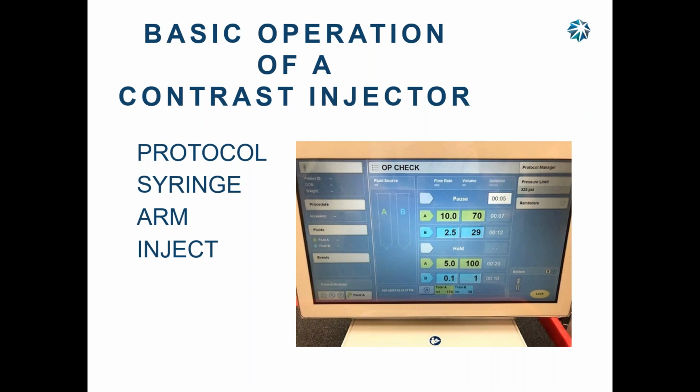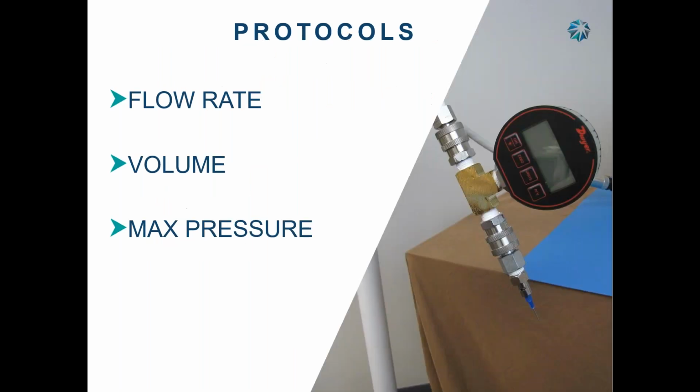A syringe. What's a syringe? I forgot to bring one in. I'm terribly sorry. What's a syringe? A container for your contrast, exactly right. And then you have your arm. You have to go through a couple push buttons to arm the injector to make sure everything is safe. And then you go to the inject. You just can't push a button and let it go. You have your protocol. What's going to be included in the protocol?